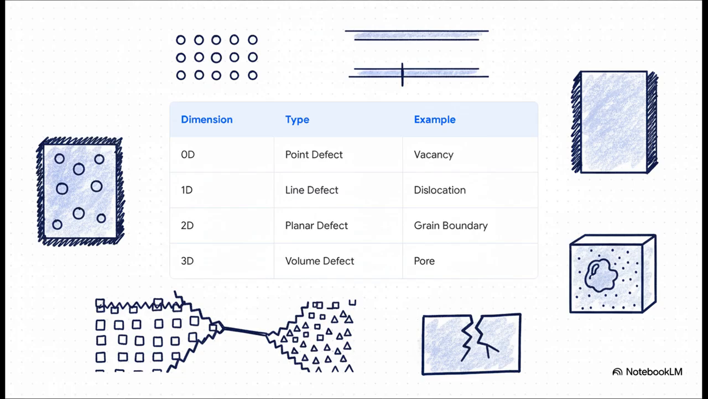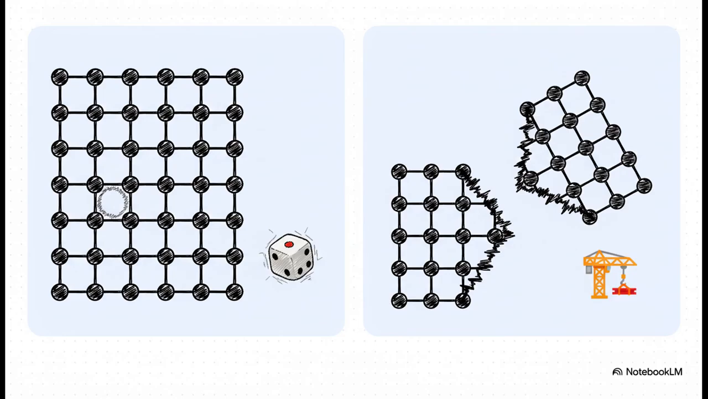And finally, you get to three-dimensional volume defects like a tiny crack or a pore. And it's really important to know where these things come from. Some of them are just statistical flukes, random mistakes that happen when the crystal is growing. But others are actually structural.